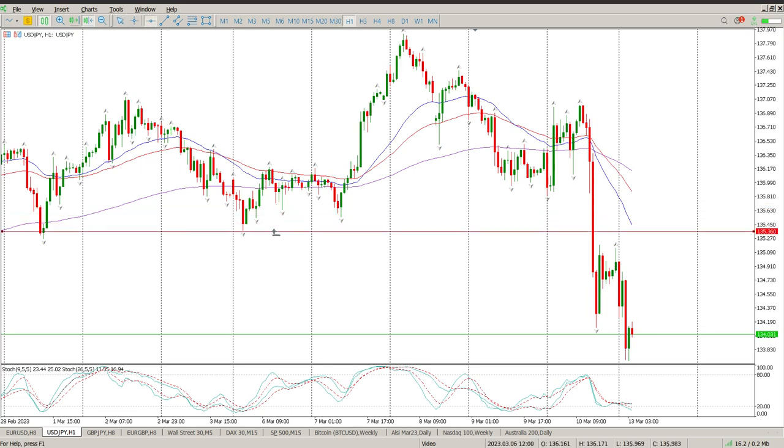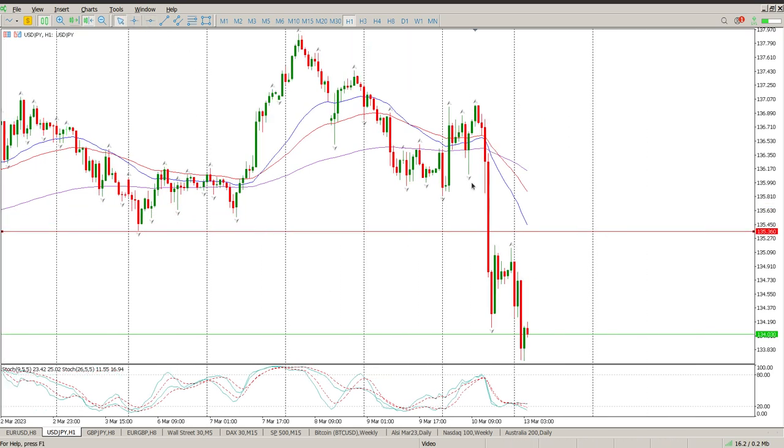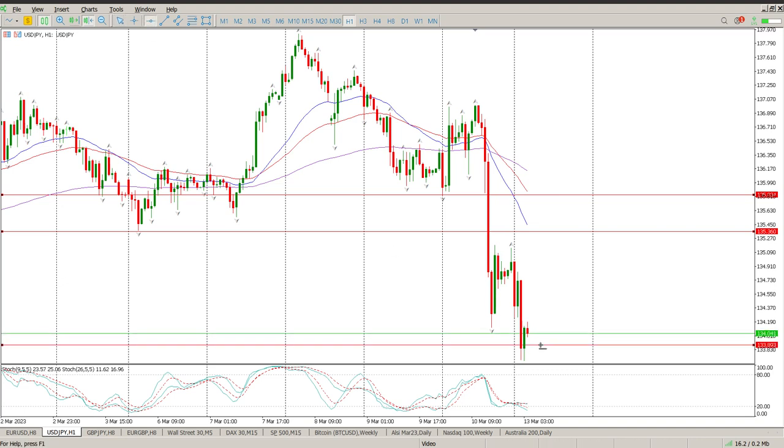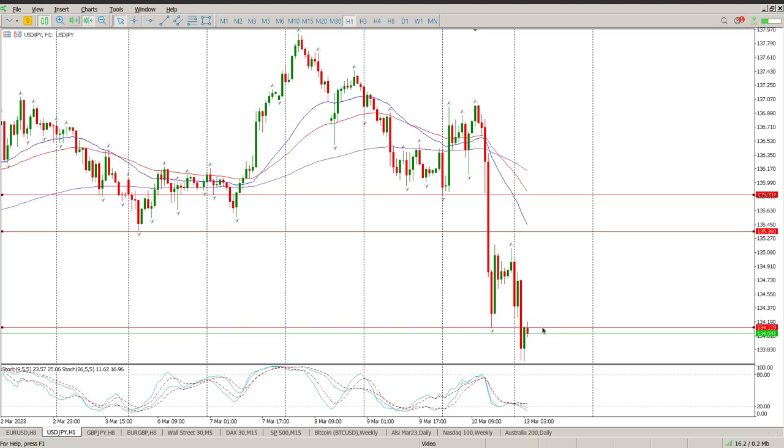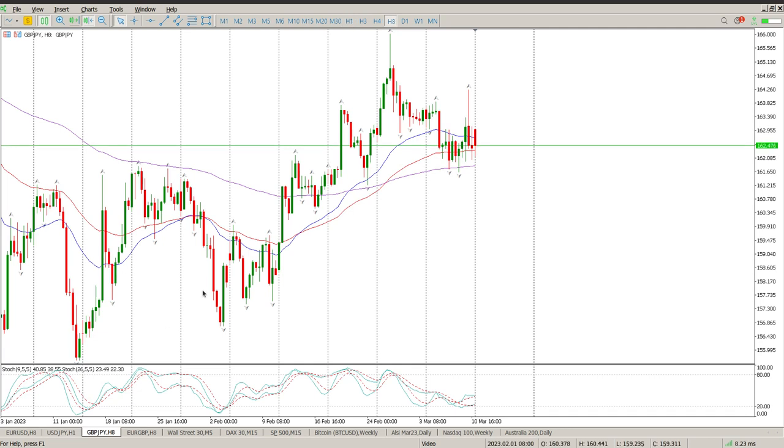So for me, this is what I would expect. I'd expect a pullback onto one of these two areas. So the first one would be 135,834 or 135,360. Looking for a pullback onto that, and my target is going to be right here on 134,119. So we'd have to wait for something to happen there before we do anything.